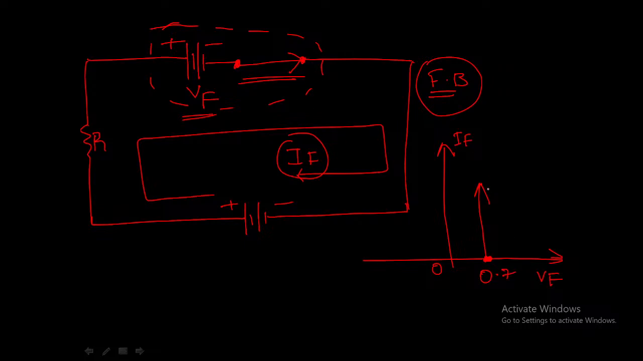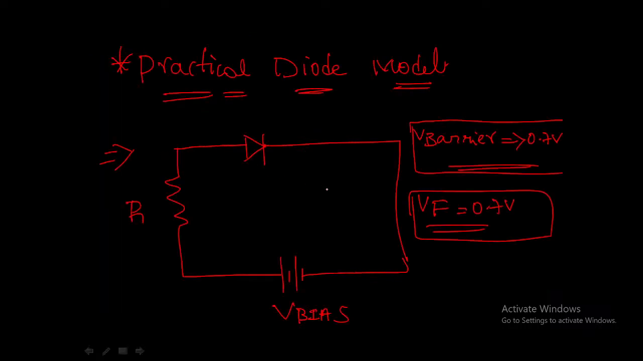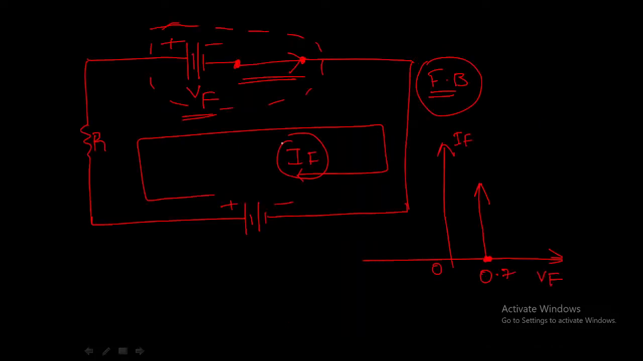So that's why in the VI characteristics curve, we can see there is a straight line. Okay, so this is the VI characteristics of this forward bias diode in the practical model. Now let's discuss the practical model for reverse bias. This is for forward bias.